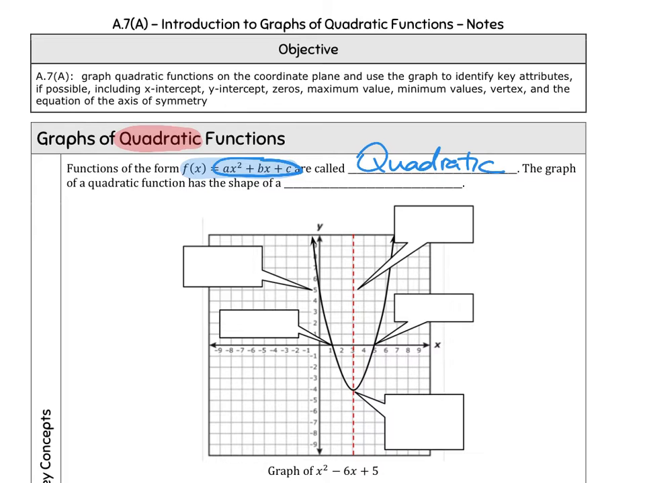The graph of a quadratic function has the shape of something called a parabola. P-A-R-A-B-O-L-A. It's very tempting to mispronounce it when you see the way it's spelled. Say the word parabola. Okay, a parabola has a lot of important vocabulary words that we need to know.